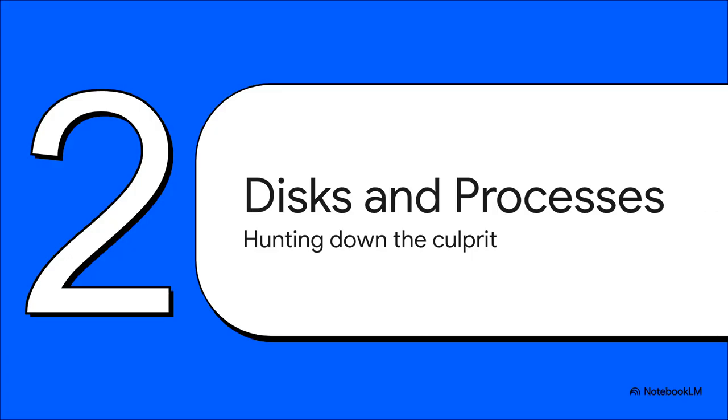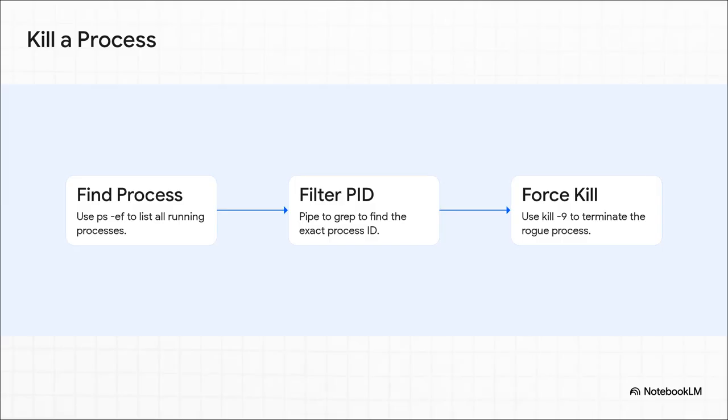All right, step 2, managing disks and processes. It's time to hunt down the culprit. We know the server's gasping for air, so we have to track down the specific rogue process and shut it down. This is exactly where the Lego block nature of Linux pipes is just absolute magic. First, run ps -ef to list every running process and its metadata.